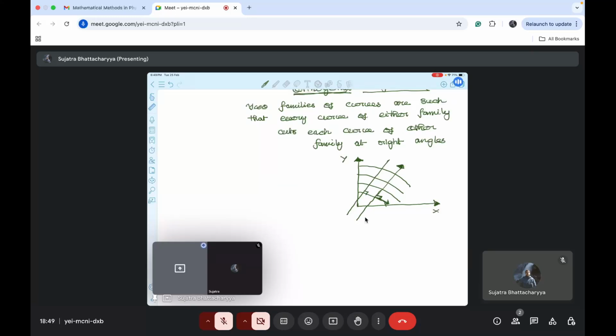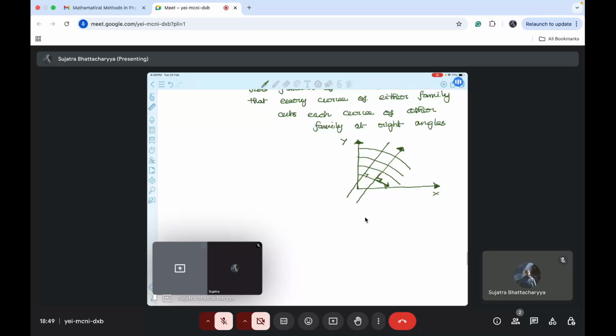Now, how to find these orthogonal trajectories? Very simple. Suppose you find dy/dx, and we have dy/dx equal to something, f(x, y). Now what you do is reciprocate it, dx/dy.